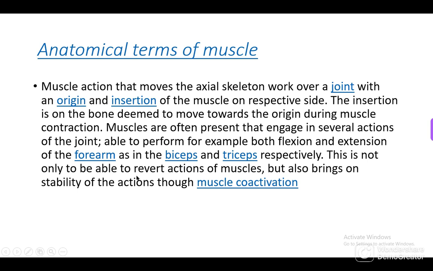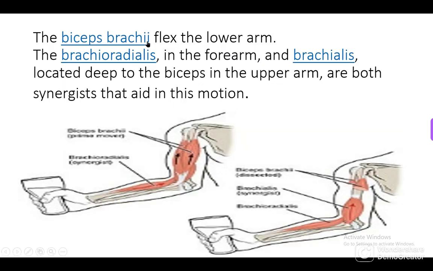And this is not only to be able to revert the action of the muscle, but also brings stability of the action through muscle co-activation. So one is origin and insertion: one point is contracting, the other point is static. Otherwise, the muscle cannot act. The biceps brachii flexes the lower arm, the brachialis in the forearm will flex it, and it is located deep to the biceps in the upper arm. Both are synergists. Actually, they aid in this motion of flexion.